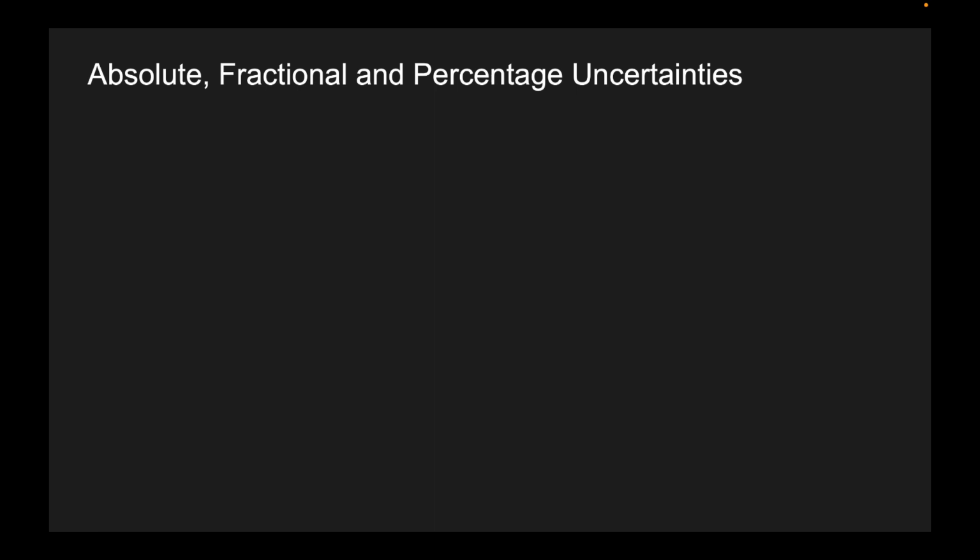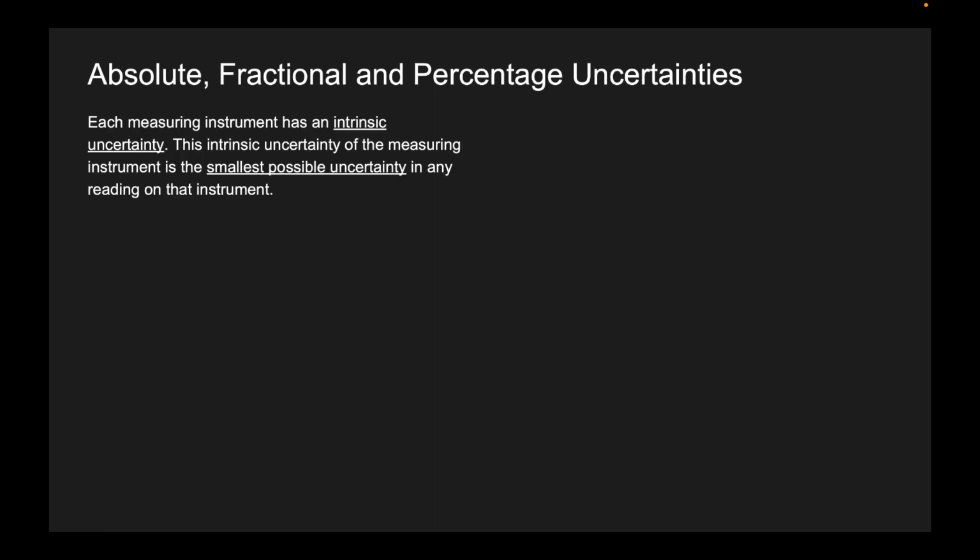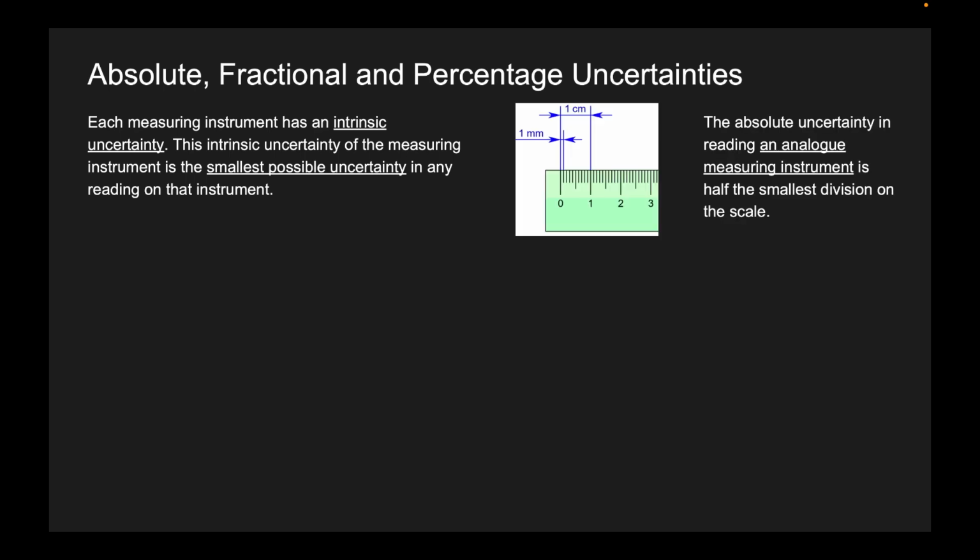It's crucial to calculate the uncertainties of devices that you use in experiments. Each measuring instrument has an intrinsic uncertainty. This intrinsic uncertainty of the measuring instrument is the smallest possible uncertainty in any reading on that instrument. The absolute uncertainty in reading an analog measuring instrument is half the smallest deviation on the scale. For example, the uncertainty of a ruler. Smallest deviation of a common ruler is 1 mm. Hence, the absolute uncertainty is 0.5 millimeters.